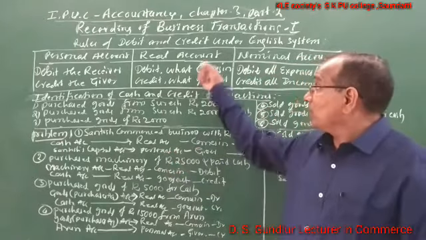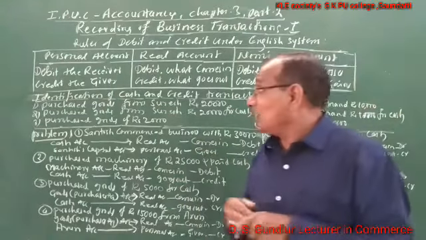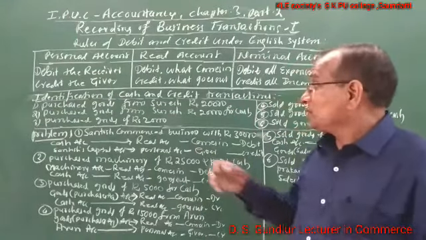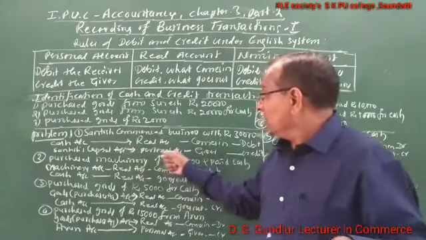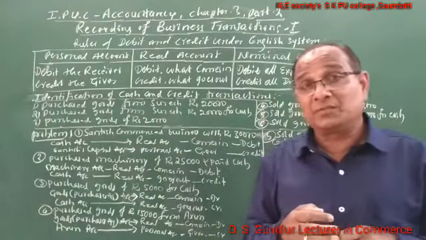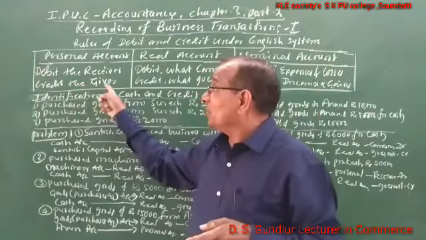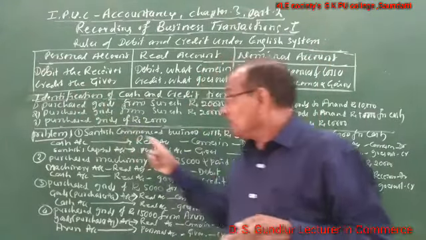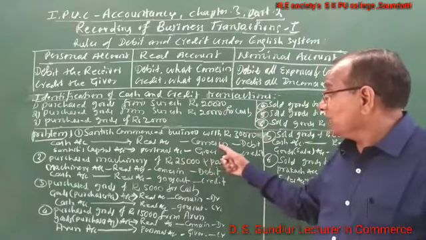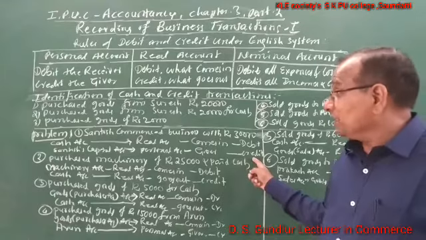Therefore, for a personal account, apply the rule of personal: debit the receiver and credit the giver. Now, the Santosh capital account is a personal account. Santosh is the giver of cash. Giver means credited. Credit the giver. Santosh is the giver of cash. Therefore, Santosh capital account is to be credited.